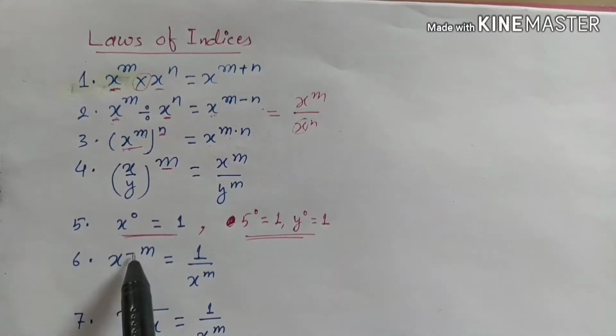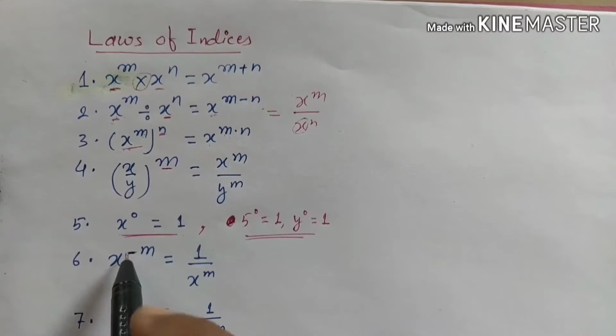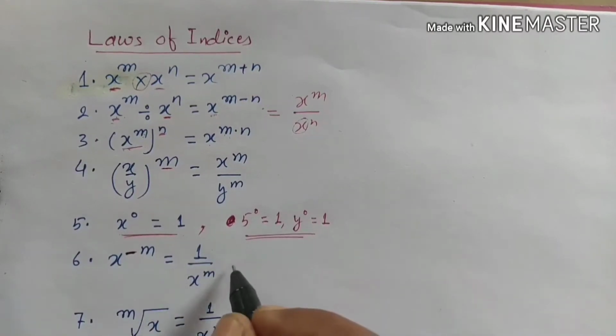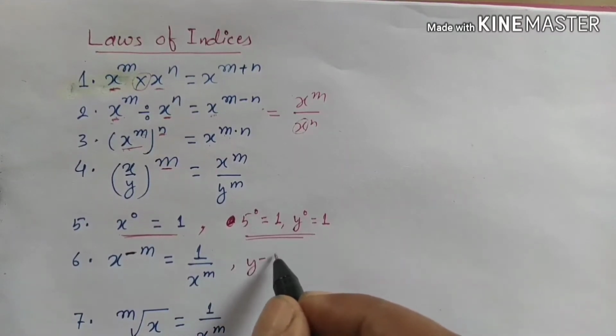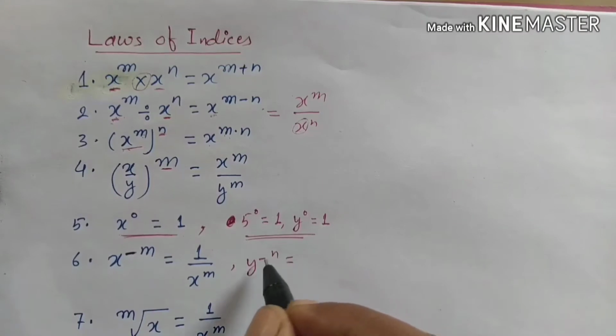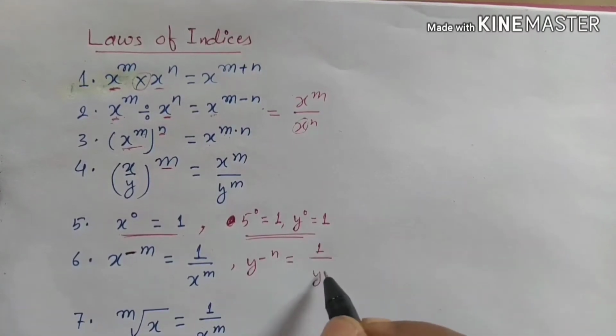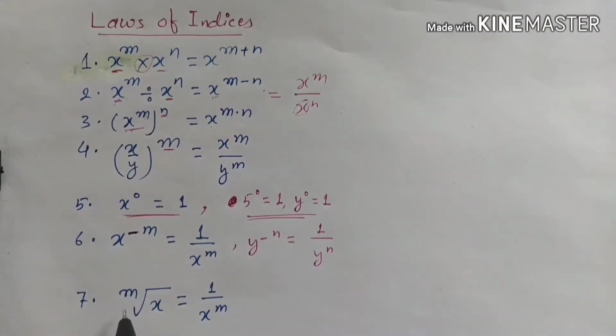Similarly, you can see x power minus m. If this is minus, in order to avoid the minus, you can write 1 over x power m. Similarly, suppose you have another number, y power minus n, then this can be written as 1 over y power n. And in the 7th number, you can see the m-th root under x. In order to avoid this root, you can write x power 1 over m. So these are the formulas of indices.